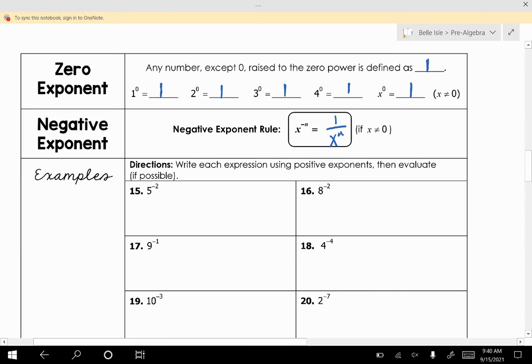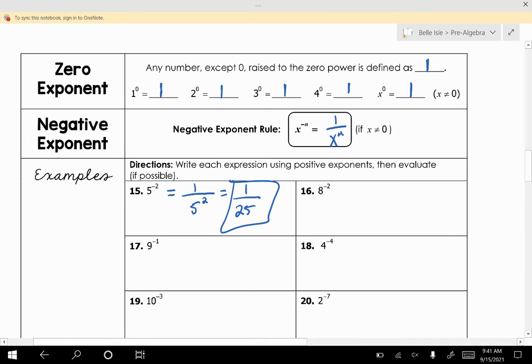What's that? We will do one. So let's look at number 15. You have 5 to the negative 2 power. This is going to be written the same. So 1 over 5 to the second power. Now what's 5 to the second power? 25. So your answer is just 1 over 25.